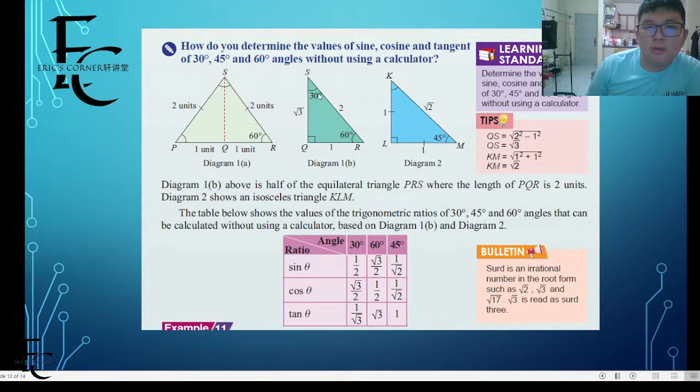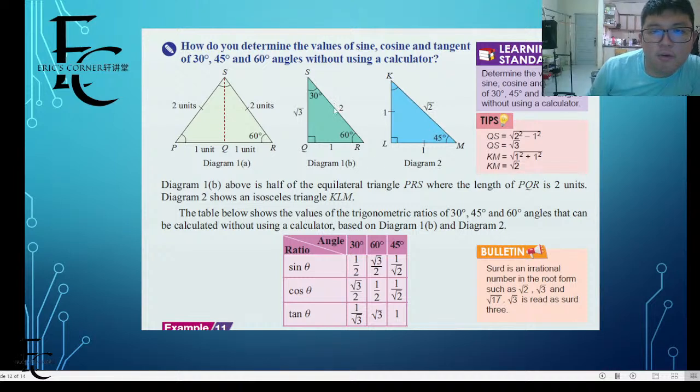When we use 30 degree, I want to use sine. Sine 30 will be opposite, 1, over the hypotenuse 2. So sine 30 degree is half. Cos 60 as well. We will go one by one. Sine 60: opposite over hypotenuse, square root 3 over 2.